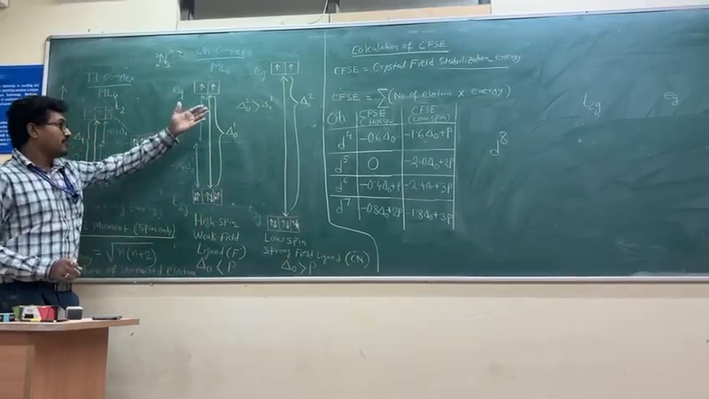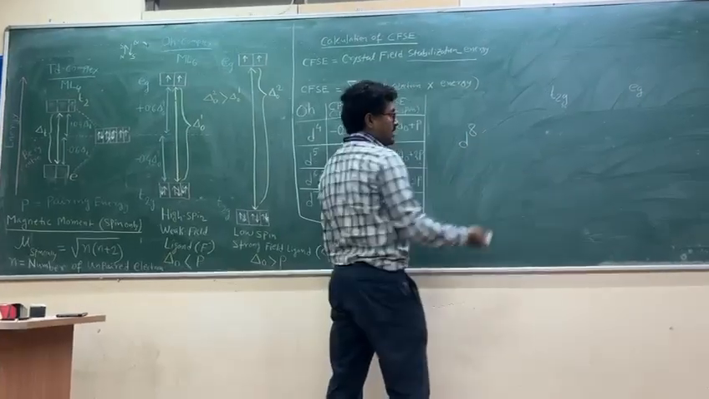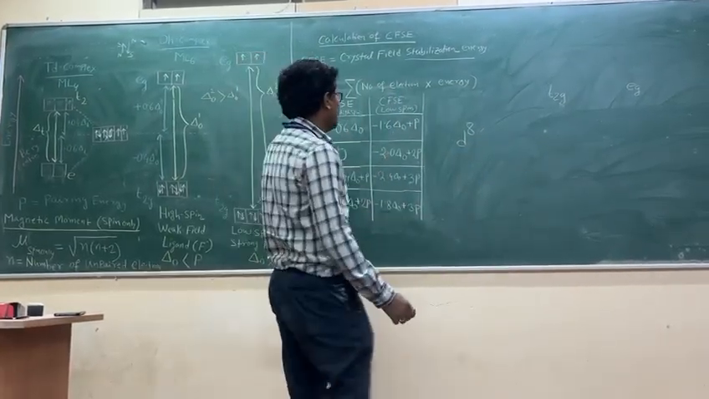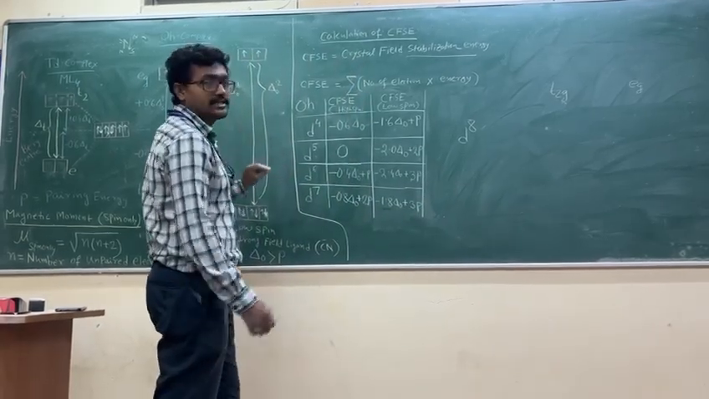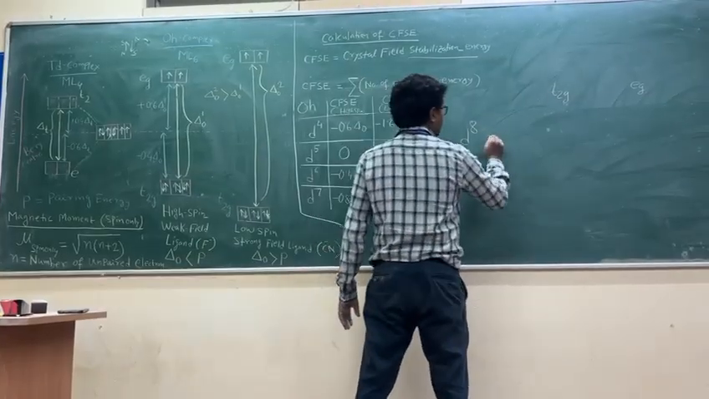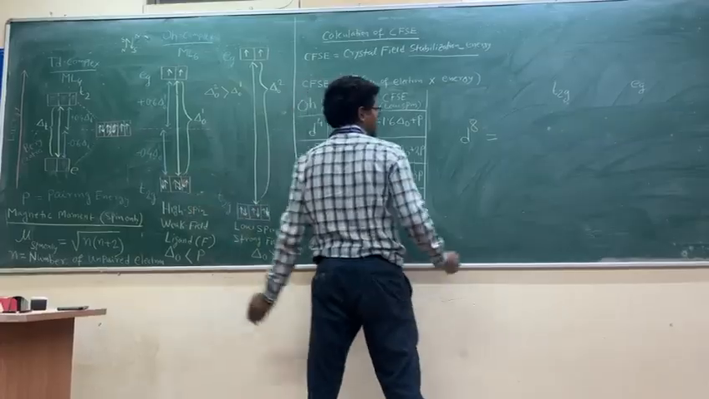complex. For D8, if we calculate the CFSE value, we don't need to write HS or LS here, because for D8 we will get the same CFSE value and the same magnetic moment for high spin and low spin, both cases same. Right? So for D8 I am not writing HS or LS. So for D8, the total number of electrons in the T2G level is 6.